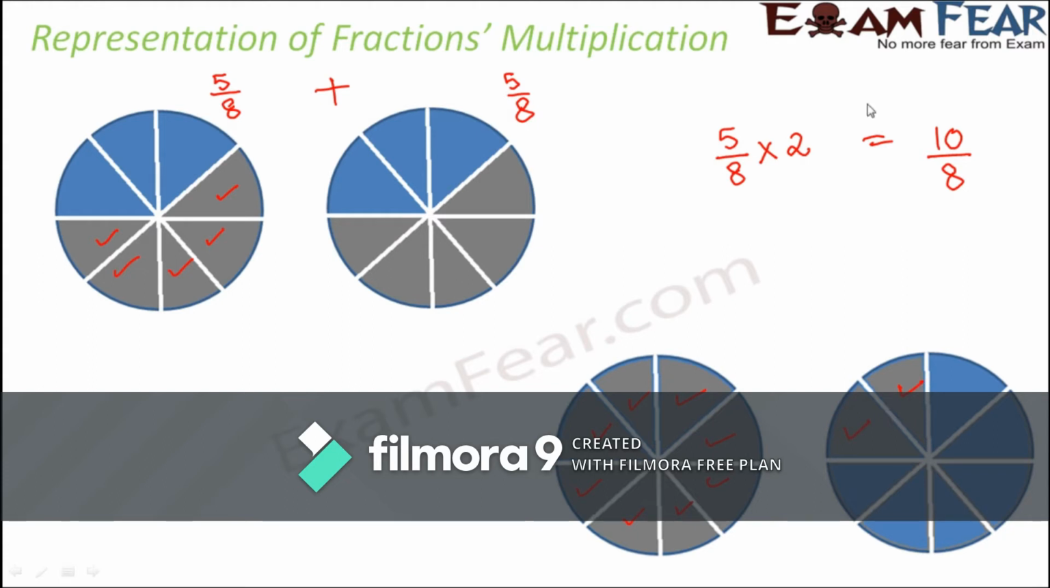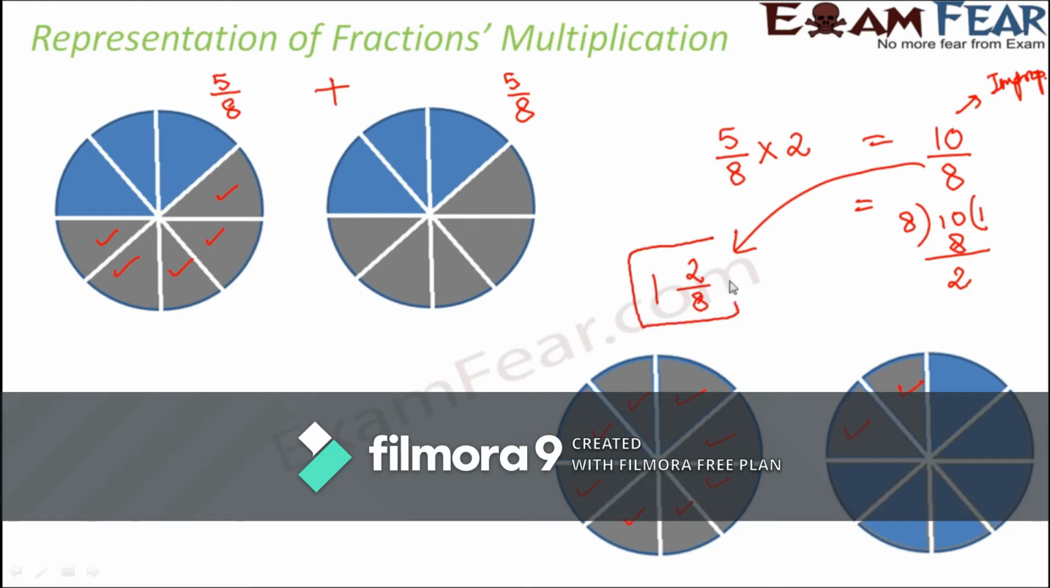Do you want to see another interesting thing? This is right now an improper fraction. If you convert it into a mixed fraction, what do you get? You divide 10 by 8. So 8 ones are 8 and the remainder is 2. So 10 by 8 can also be written as 1, 2 by 8.